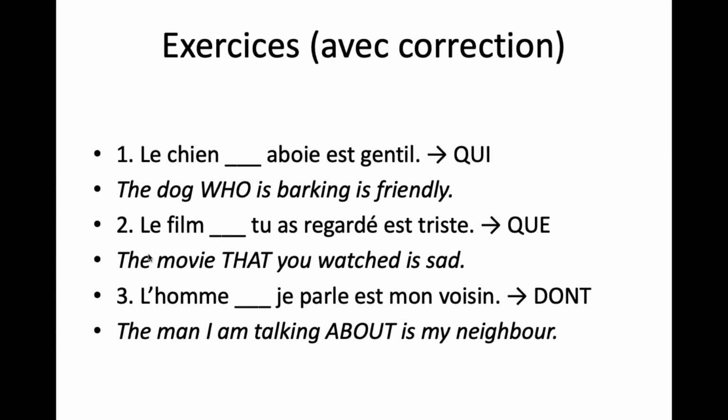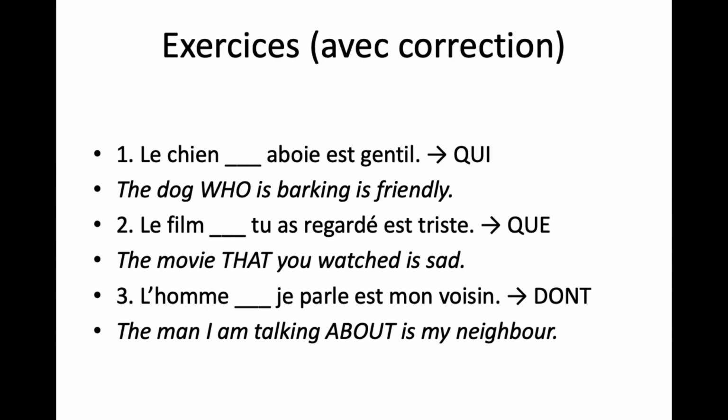The second example. Le film que tu as regardé est triste. In this sentence, we have a complement and then the subject, because the one watching the movie is you. So we have the subject there and then a complement there. We know that to make a link, as we saw just before, between the complement and the subject, we have to use either que or dont. So we have to find the right one.